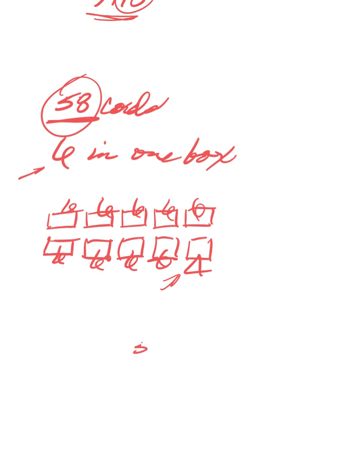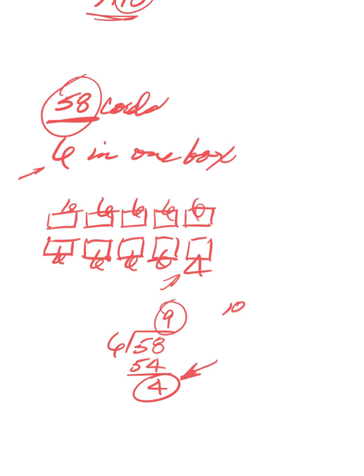Or I could write 58, and I'm going to divide it by 6 cords in each box. 6 goes into 58 9 times. 9 times 6 is 54, with 4 left over. So I've got 9 boxes, and I've got 4 cords left over. Well, I'm going to need a 10th box in order to put those 4 cords in something. So that's what we're doing there.